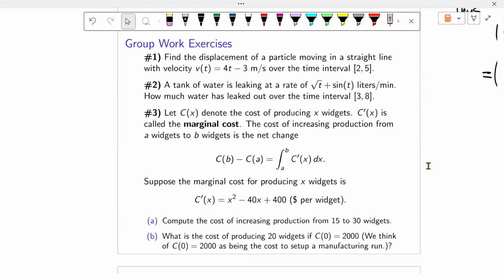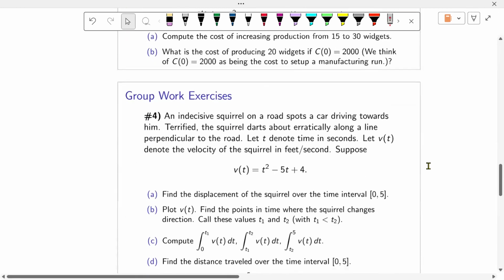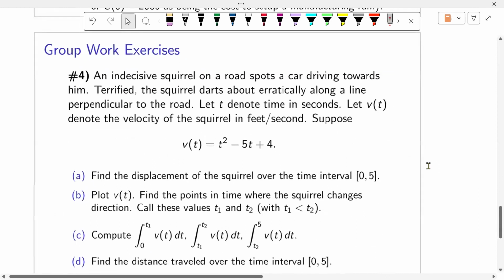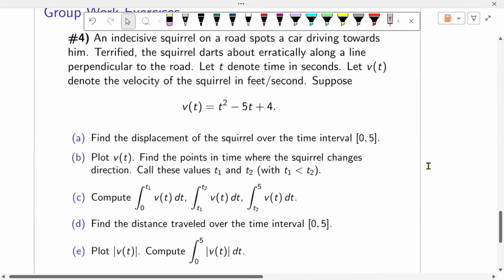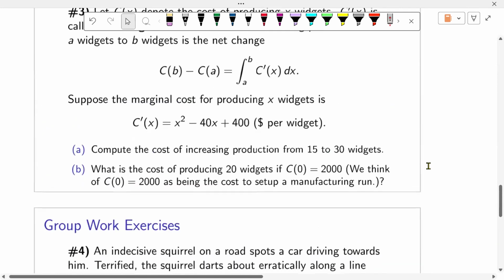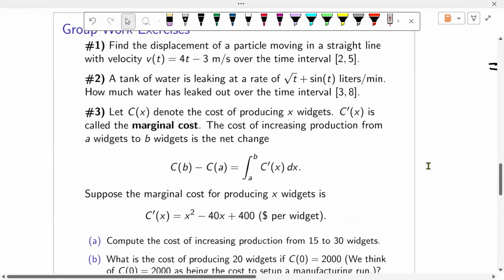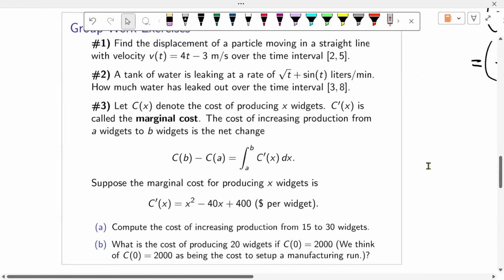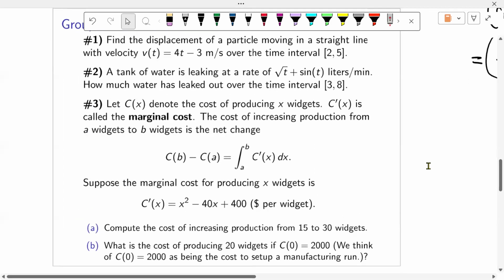Oh, and just so you know, we have a real exciting one. We have an indecisive squirrel. The car's coming toward it. You've got to figure out whether the squirrel survives. You've got to stick a few of these in, problems that get the pulse pounding.